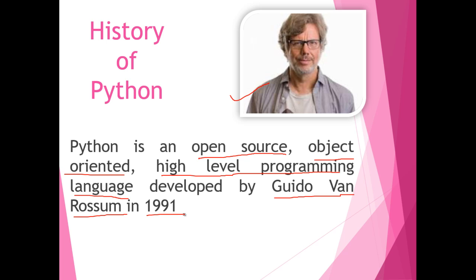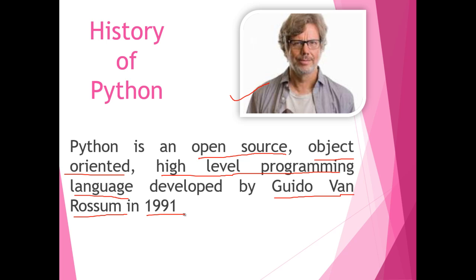Okay, but Python programming language is basically an open source language, so it means that you can download the source code of that language and you can also modify it and redistribute the code. Okay, so Python is open source, it means its source code is freely available on the internet. Object oriented, we will discuss it later on.